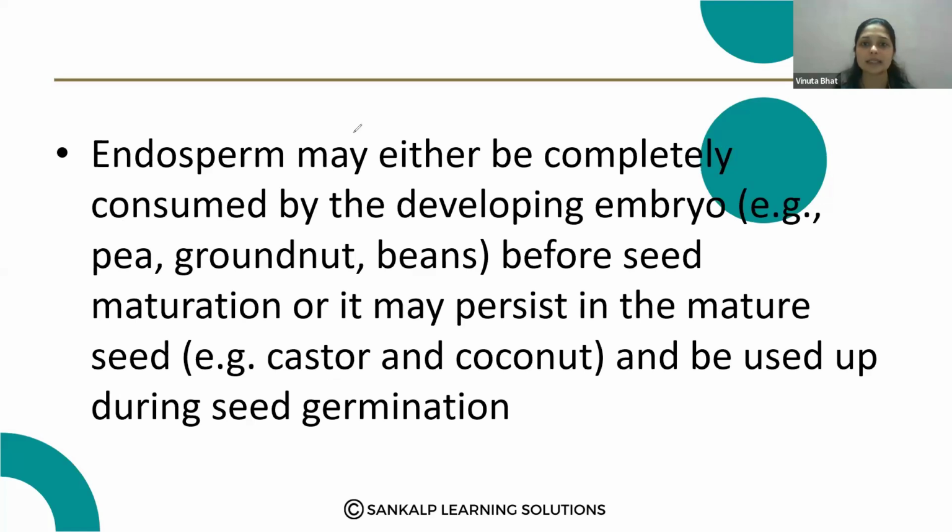They ask this in MCQs. Endosperm is remaining in which of the following? So that is castor and coconut. And endosperm is completely consumed by the embryo in which of the following? Pea, groundnut, beans. So these are the examples.